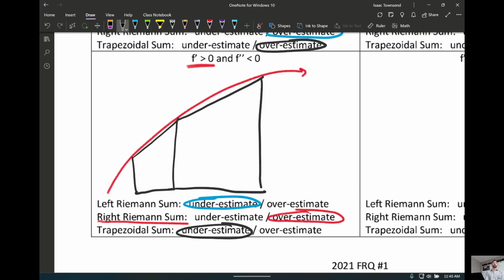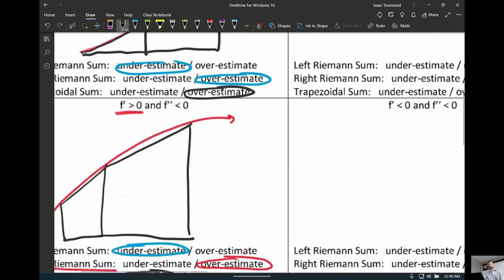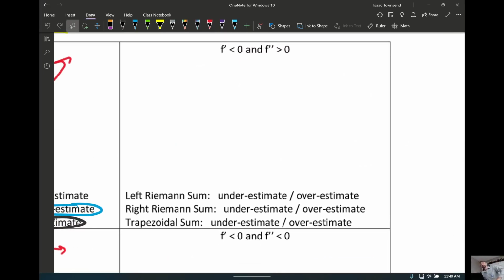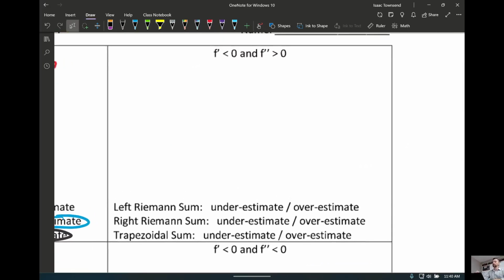So again, you could memorize all 12 of these things as we're going along here, but I'm hoping that you see, as long as you're considering increasing, decreasing, concave up versus concave down, you can just draw in a couple rectangles from the left if you want to know if your left Riemann sum is overestimate or underestimate, or a couple rectangles from the right, or a couple trapezoids. You should be able to just figure that out in a moment. Okay, over to the right, now I want a decreasing function that is concave up.